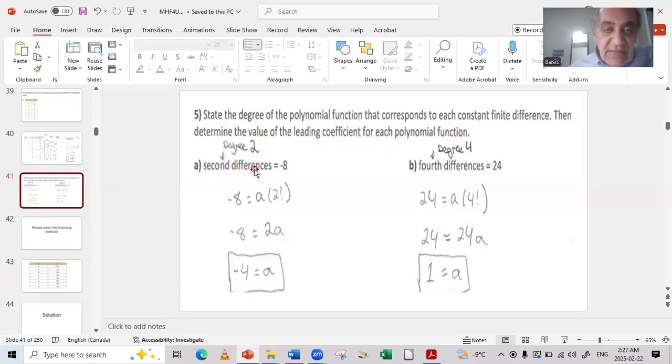So if I say the second difference is 8, the degree is 2. This is minus 8. So minus 8 will equal a times 2 factorial. So minus 8 will equal a times 2 times 1, which is 2. So a will equal minus 8 divided by 2, which will equal minus 4. Same as the other one.